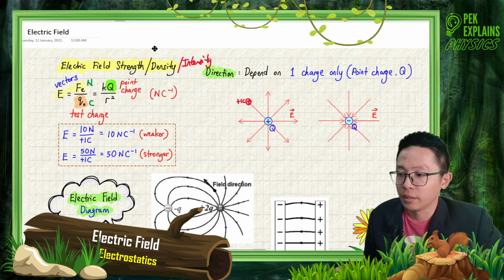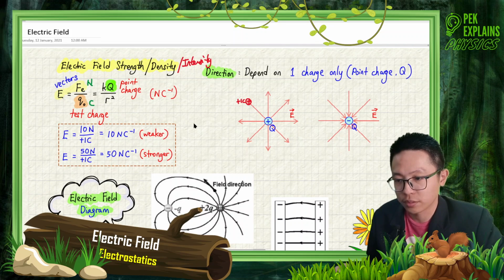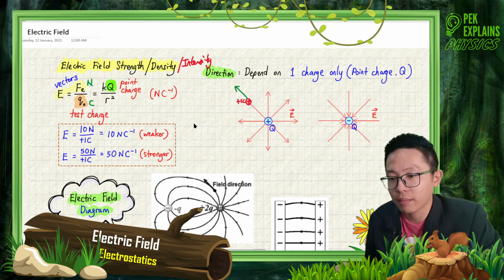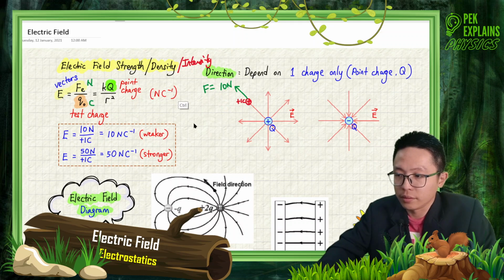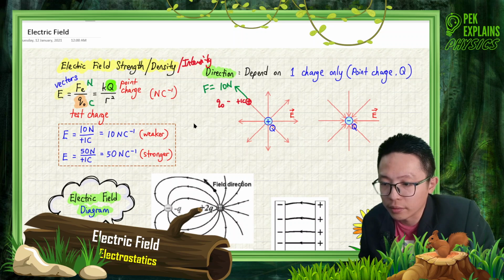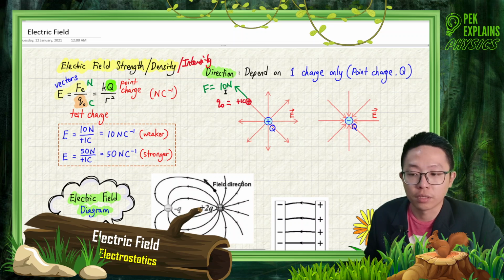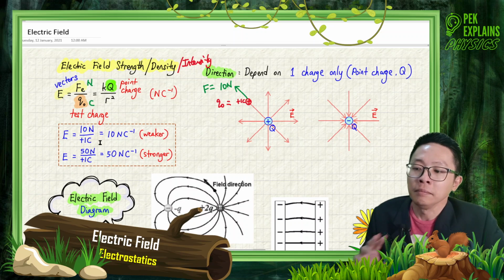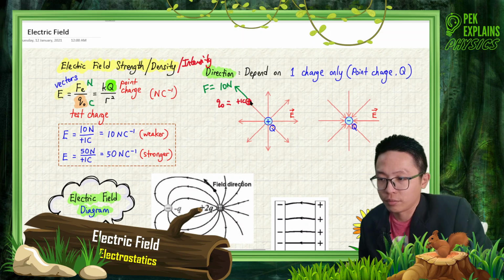So this 1 coulomb will experience 10 Newton force. It will be repelled by 10 Newton force. The test charge is only 1 coulomb, positive 1 coulomb. And this positive 1 coulomb is repelled by 10 Newton force. So the meaning of electric field strength, 10 Newton per coulomb, that means if the electric field strength over here is, I put it right some more.